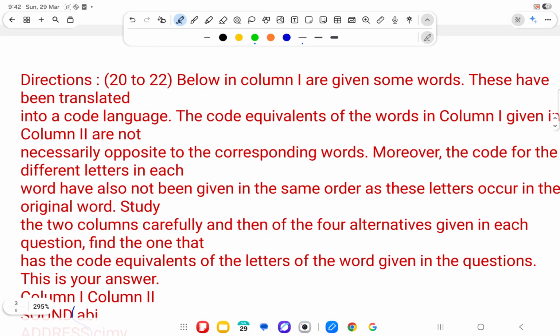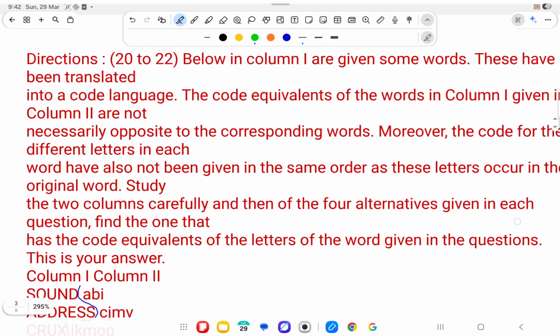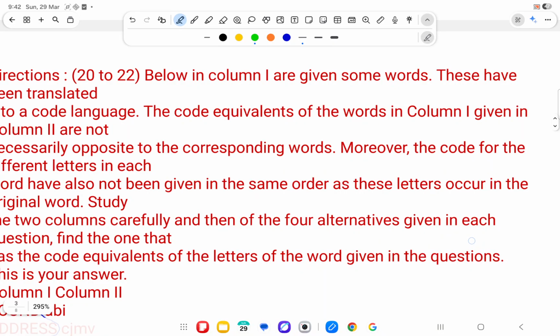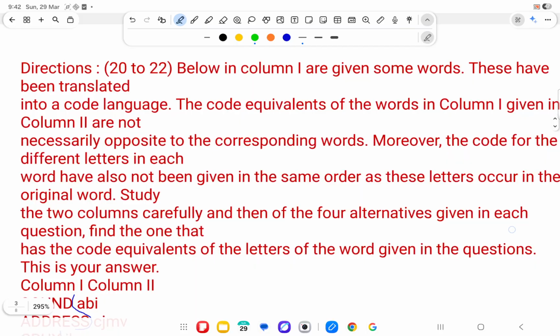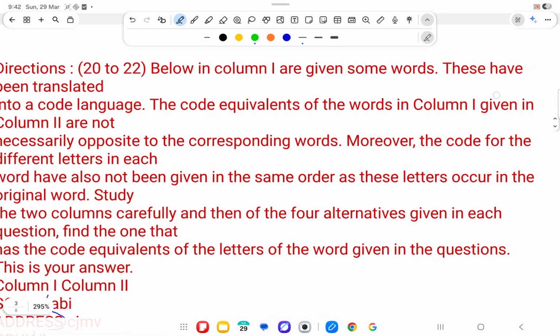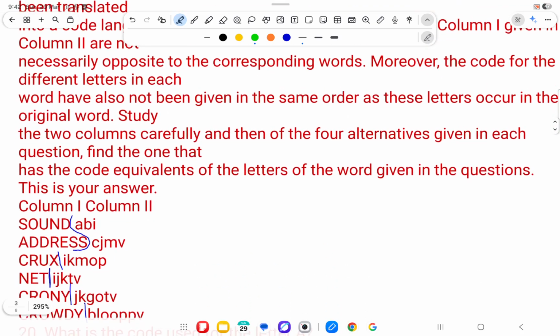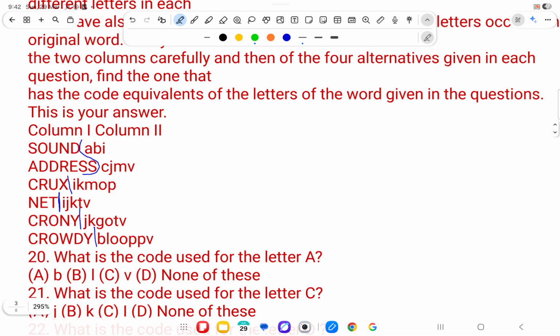Below in column 1 are given some words. These have been translated into code language. The code equivalents of the words in column 1, given in column 2, are not necessarily opposite to the corresponding words. Moreover, the codes for the different letters in each word have also not been given in the same order. Okay, some conditions are given here. So what they're saying is column 1 and column 2. Column 1 is a word and column 2 is a code. See, sound is coded as ABI. So this is column 1 and this is column 2.